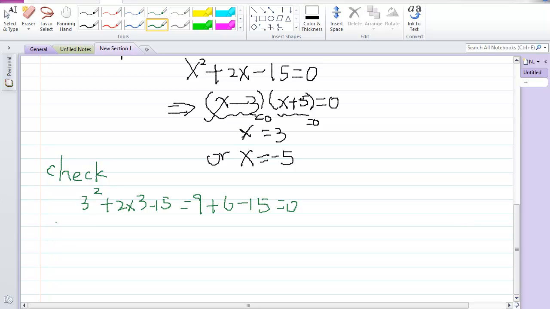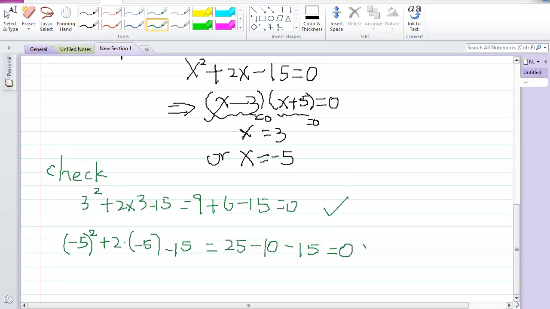If it's -5, we have -5 squared plus 2 times -5 minus 15. Then we have 25 minus 10. Be careful, it's -5. And then we subtract 15. Yes, it does come out to be 0. So both answers are correct. That's just one of the ways to check whether you got the correct solution.